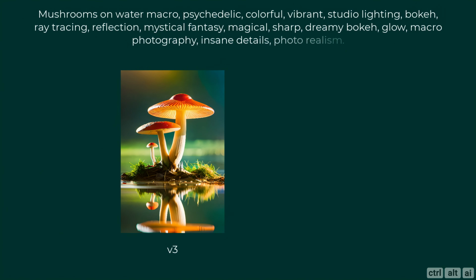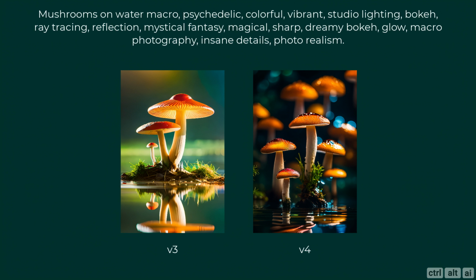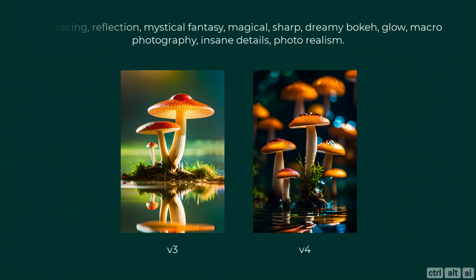I wanted to try some artistic mushrooms, but in a photographic realistic style. So I tried the prompt: mushrooms on water macro, psychedelic, colorful, vibrant, studio lighting, bokeh, ray tracing, reflection, mystical fantasy, magical, sharp, dreamy bokeh, glow, macro photography, insane details, photorealism. And version 4 looks way better than version 3. I tried this prompt with various variations, all producing excellent results.